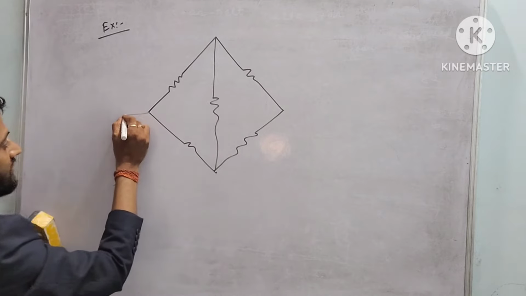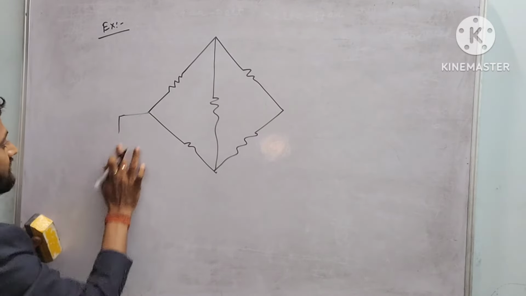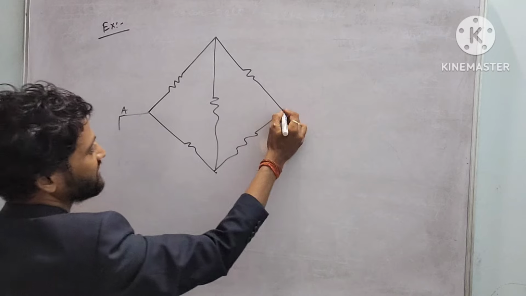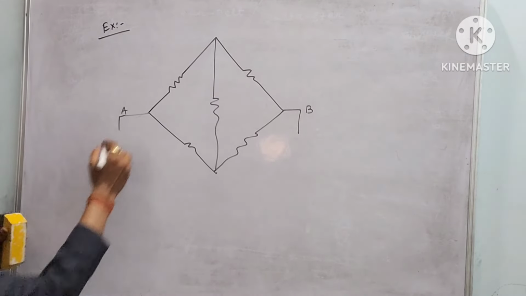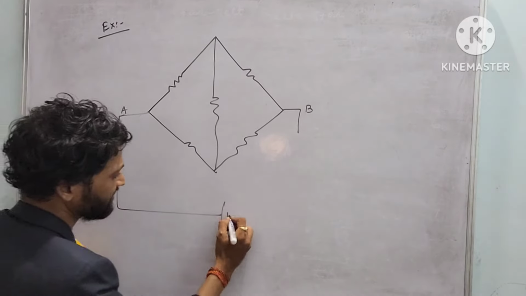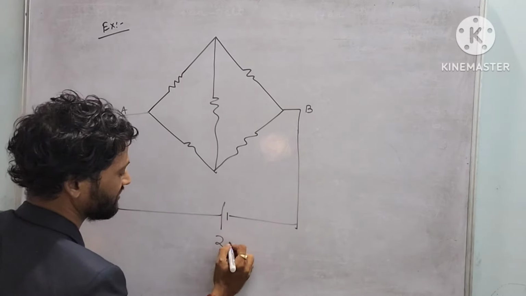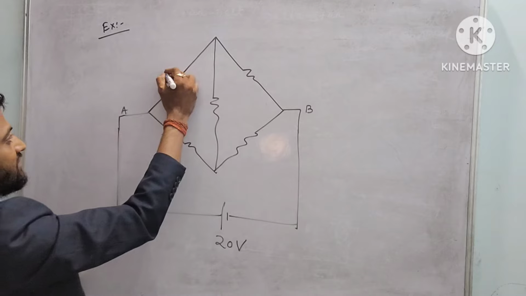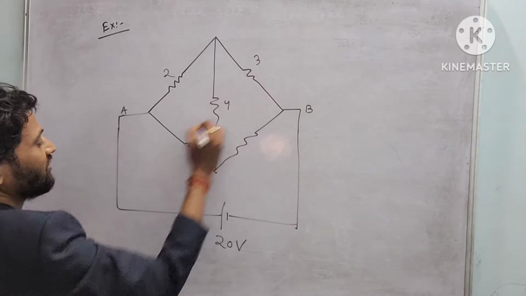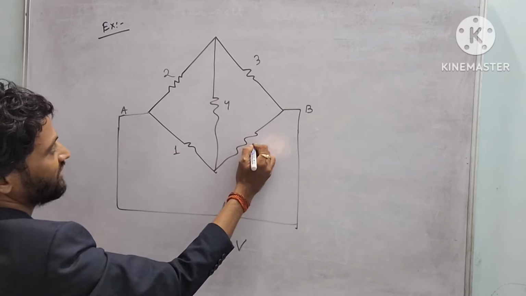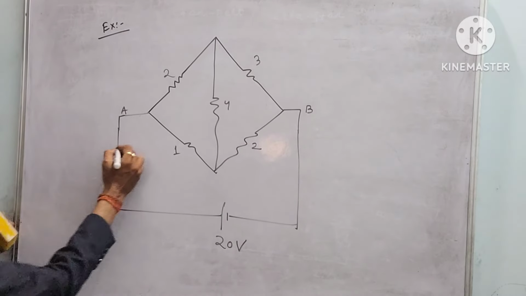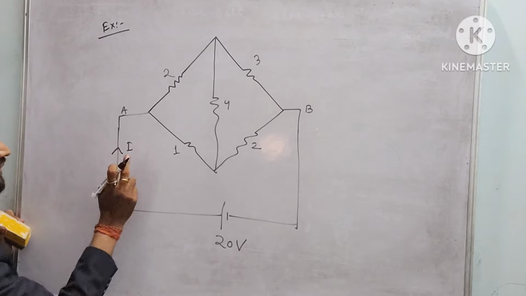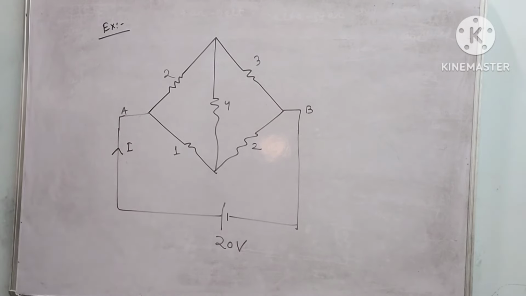Okay. We'll find out the equivalent resistance across A and B. Let the voltage be given as 20 volt, and let the resistances be 2, 3, 4, 1, and 2. The question is to find the supply current.